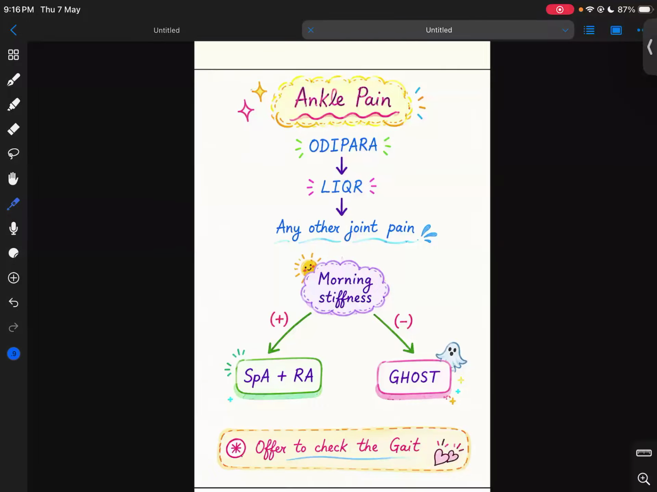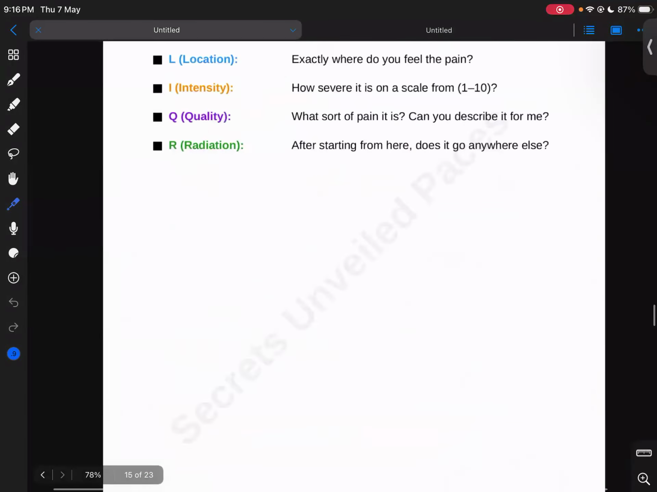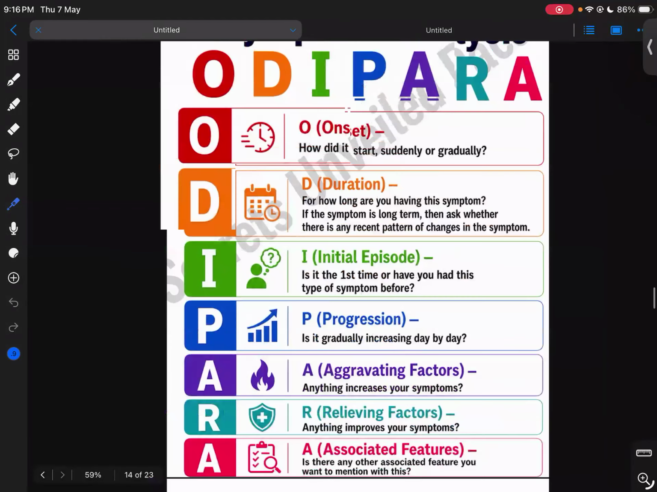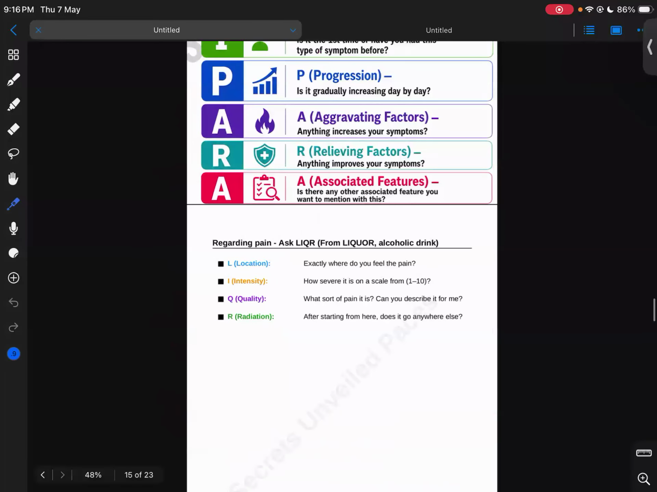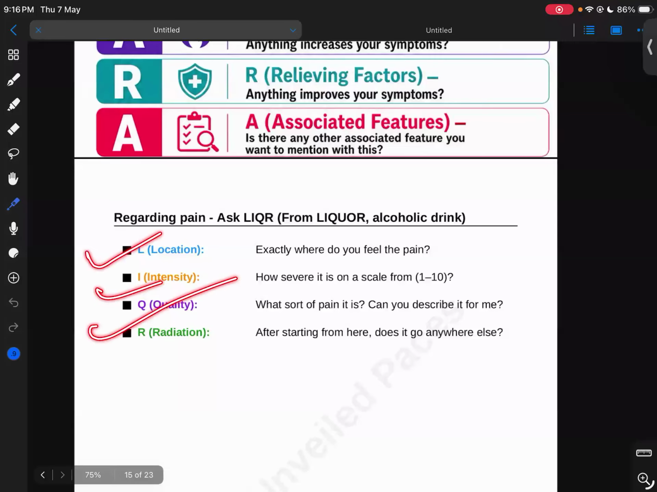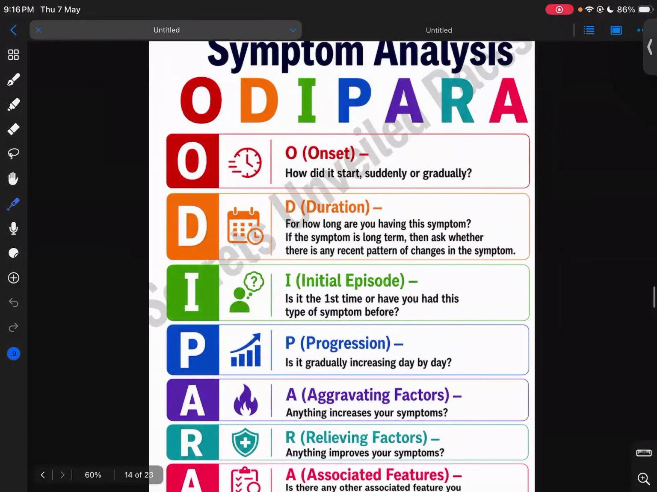Okay. So one of the doctors asked, what does it mean by OD para and LACOR? Actually, it has been discussed in this course session multiple times. For you, sir, I'm repeating again, it is a mnemonic which was discussed in our first session. OD para means onset, duration, initial episode, progression, activating factor, relieving factor, and associated features. And LACOR means location, intensity, quality, and radiation. All of the questions have been discussed, and what specific question to rule them out has been provided in the form of PDF to the registered candidates.